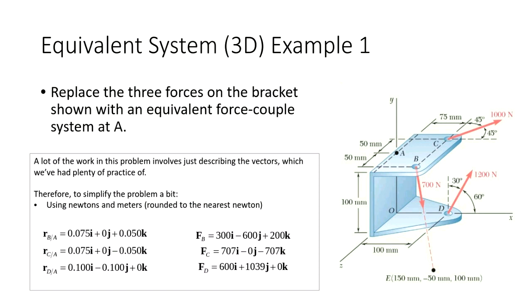I have a bracket that is being subjected to 3 forces, and I want to determine an equivalent force couple at point A. Now, what I'm doing for this problem, which I haven't done in the past, is giving you the position vectors and the force vectors. I'm not doing that to make the problem easier. It's just because we've done this before.